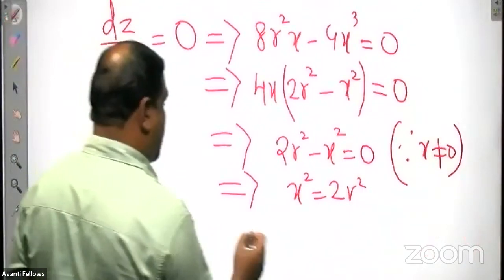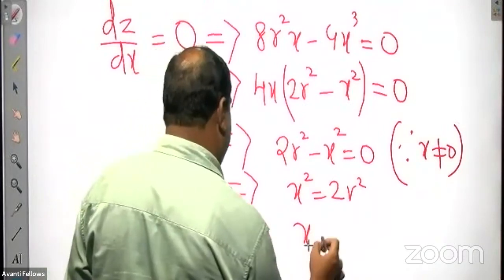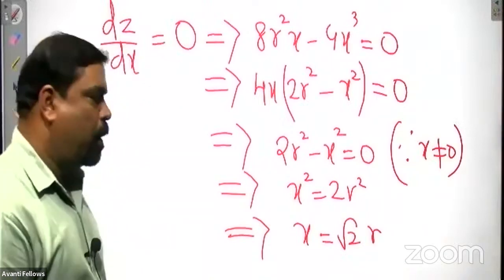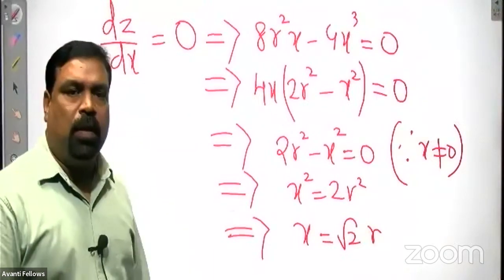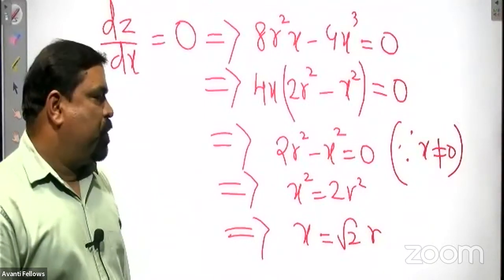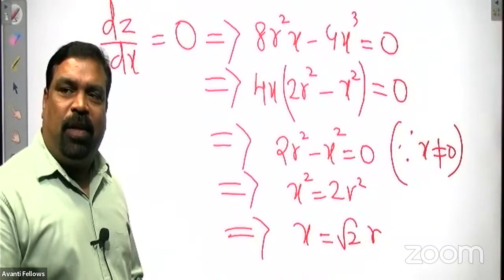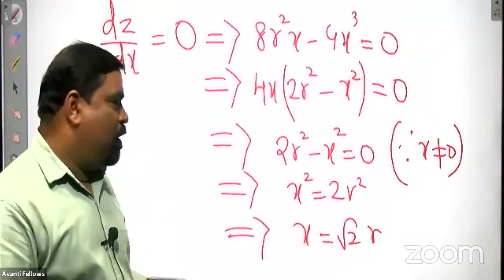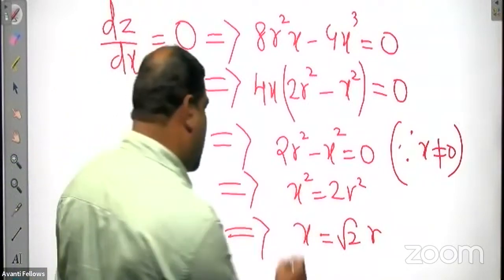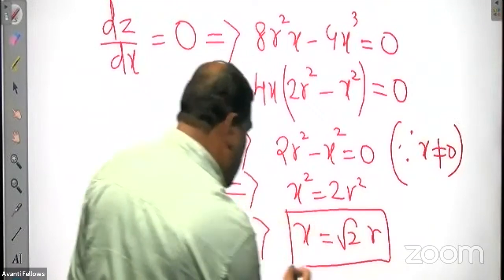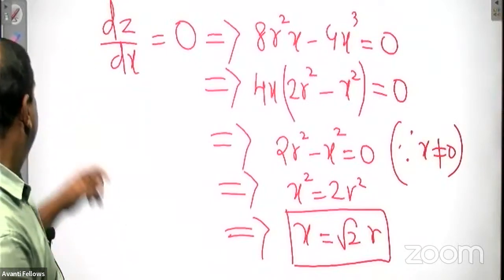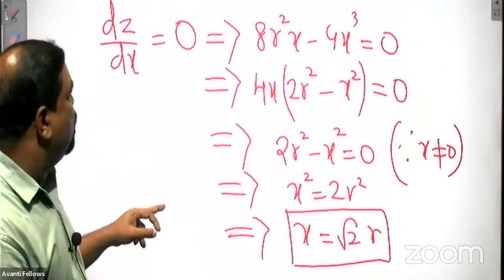Which implies x is equal to root 2 times r. So this is our critical point. So z is maximum or minimum when x is equal to root 2 r. But we don't know whether it is maximum or minimum, so that we have to confirm. How to confirm it? For that, find the second derivative.